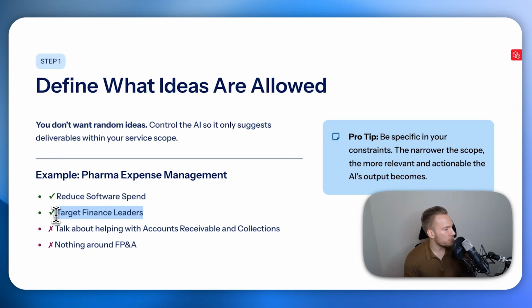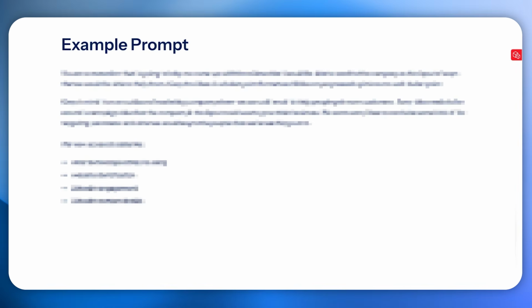So if you're a property management firm and you're reaching out to buildings and you want to say, hey, these are all the ways that we can help you in your local area, right? There's some things that you're going to want to say, and there's some things that you're going to want to stay away from. Make sure that all of those things are defined in the prompt. And I'll show you a prompt in a couple of slides.